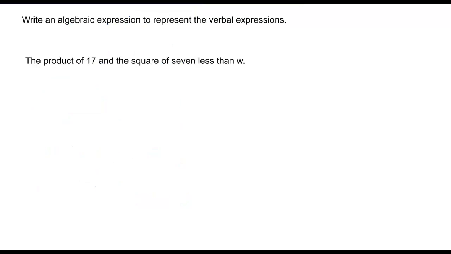So next we're going to write some algebraic expressions to represent verbal expressions. So this is just changing words to variables and numbers. Product is a key word here. Square is a key word. Less is a key word. So product of 17 means 17 times something. And the square of 7 less than W. Well, 7 less than W, 7 less means subtract 7 from W, and I'm taking the square of that. So that's how I rewrite that verbal expression.